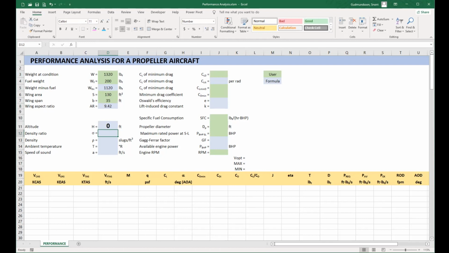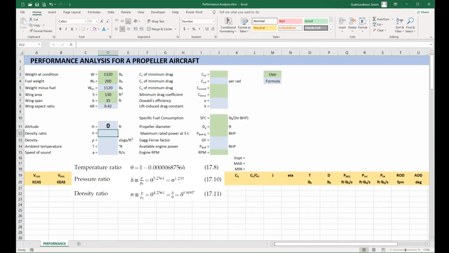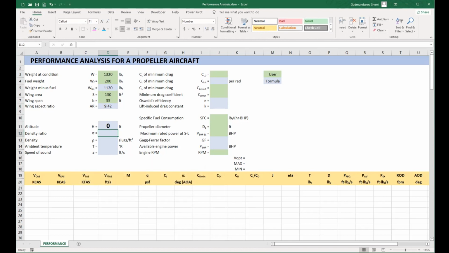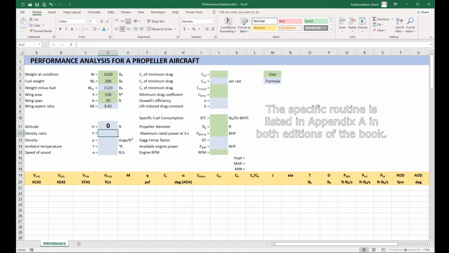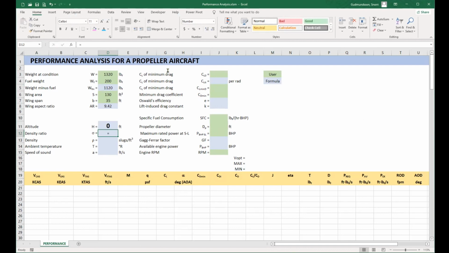Now let's calculate the density ratio as a function of altitude. You can use equation 16-7 or 17-11 for this, but I am going to use my trusty VBA function that allows me to calculate this to an altitude of 278,000 feet. Having it around has saved me countless hours of work.